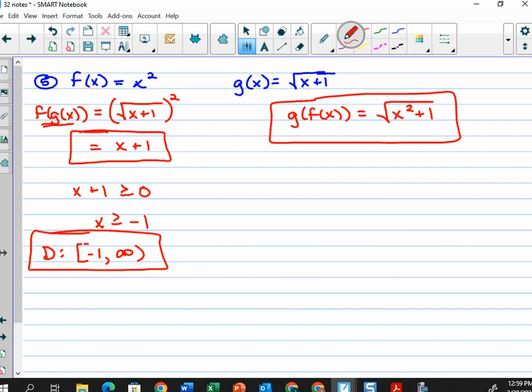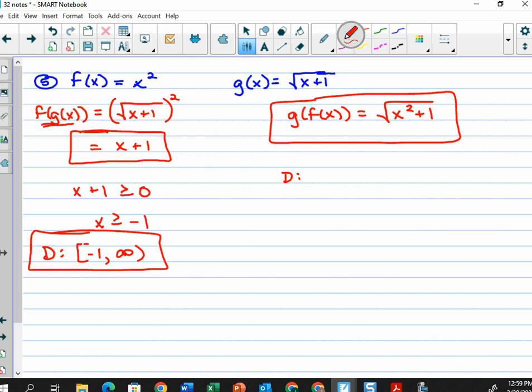Okay, second one. If I look at the inside function on the second part, f of x, there's no restrictions on that. So I just have my answer here. There is a square root. The concern with square roots is negative numbers under it. If you think about this, if I square a number and add 1 to it, will it ever be negative?